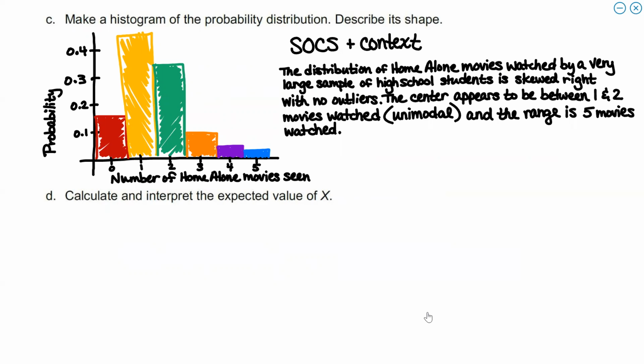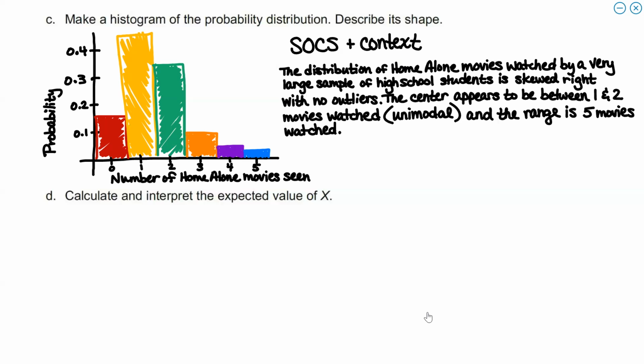The center appears to be between 1 and 2 movies watched. It's unimodal. It has 1 mode. The mode is at 1, so you could say it appears to be around 1. The range is 5 movies watched. Remember, to find the range, you take the largest reported value and you subtract the smallest reported value. And the smallest reported value in this case was 0.